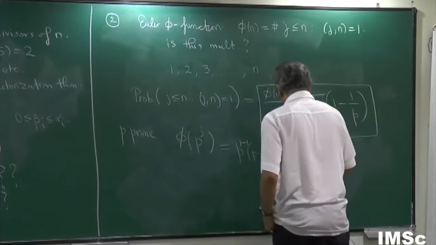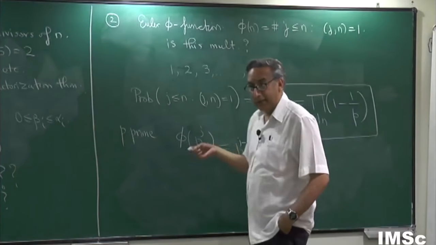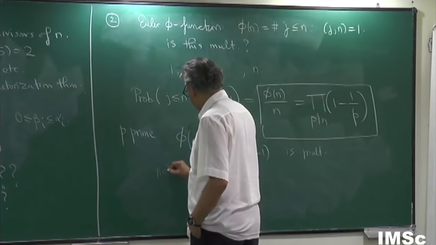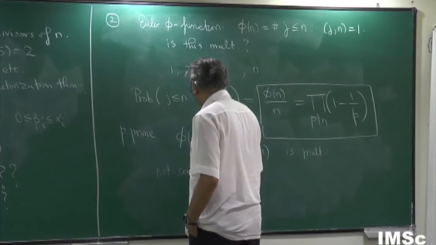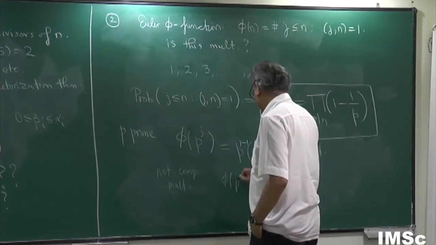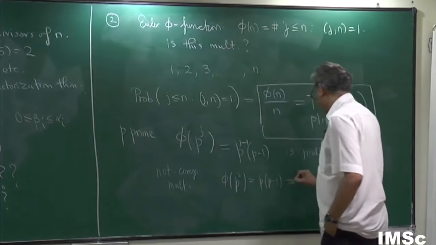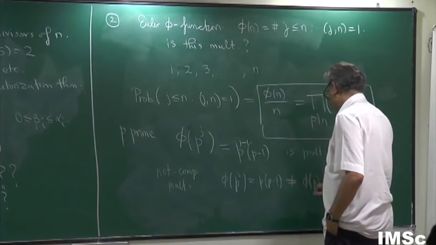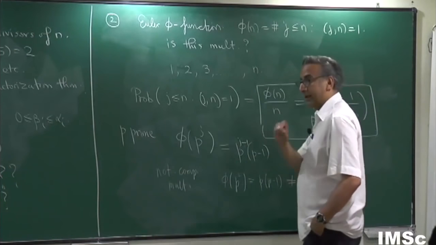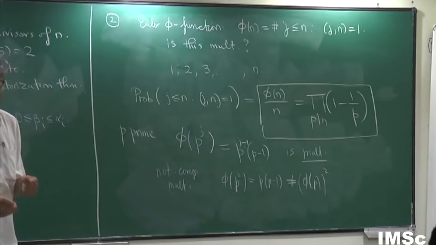So this is multiplicative. And I'll leave it to you to check that it's not completely multiplicative, okay? It is not completely multiplicative. That's easy to check because phi of p squared is p times p minus 1. It's not equal to phi of p squared, which is p minus 1 squared. So this is a multiplicative function, but not completely multiplicative. So we seem to be meeting a lot of nice multiplicative functions, but not completely multiplicative functions.